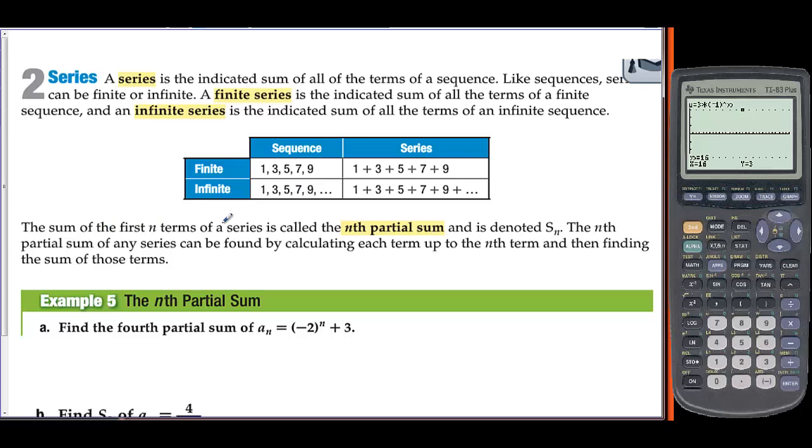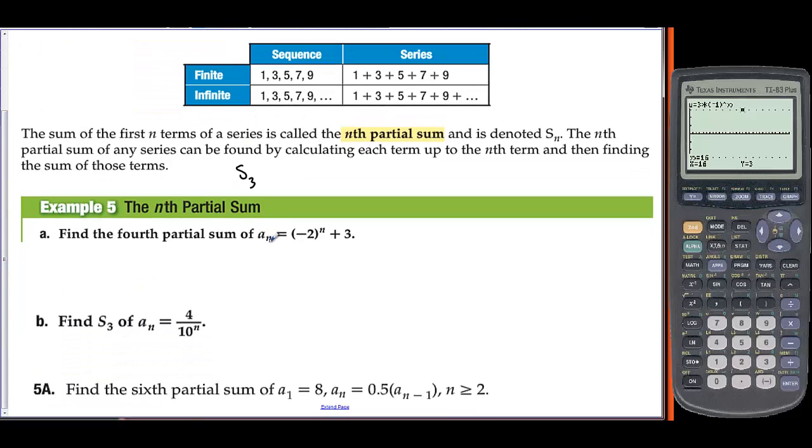The sum of the first n terms of a series is called the nth partial sum and is denoted S sub n. The nth partial sum of any series can be found by calculating each term up to the nth term and then finding the sum of those terms. So if you want the sum of the first three terms, you'd write S sub 3. So that's a partial sum of the first three terms.